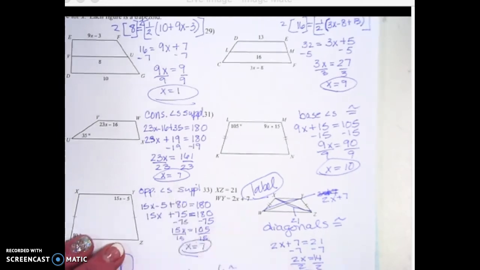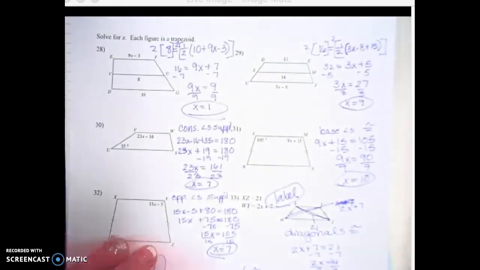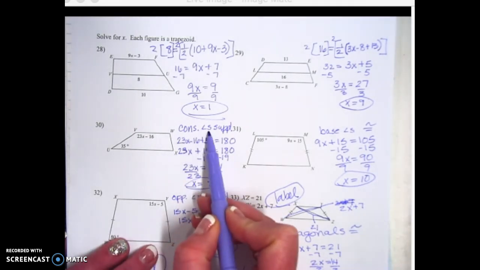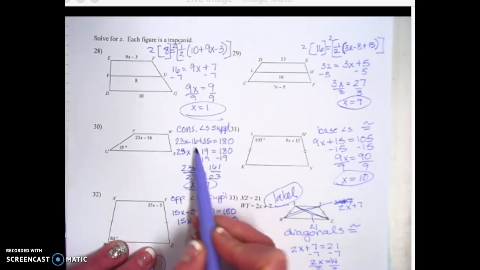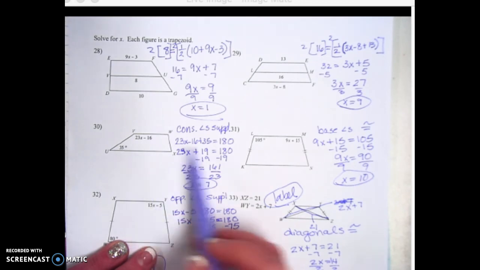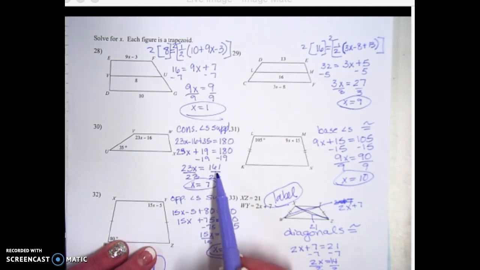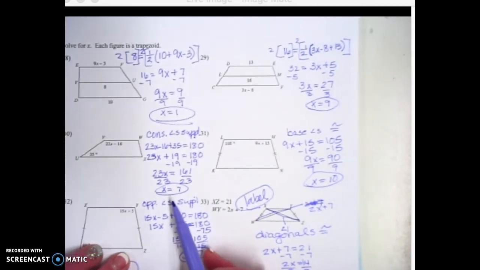All right, jumping down to 30. These two angles are consecutive, and consecutive angles on a trapezoid are supplementary. So you add the two together, set them equal to 180, combine your like terms, and then do inverse operations by subtracting 19, dividing by 23 until you get the variable by itself.